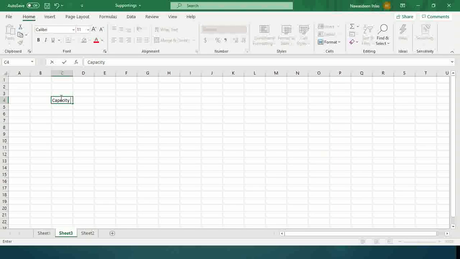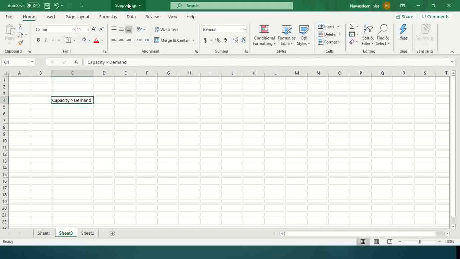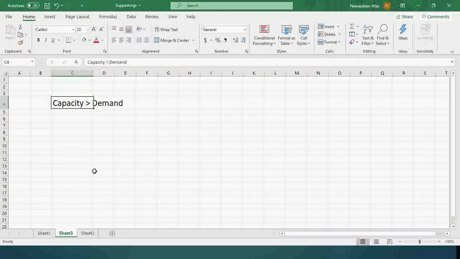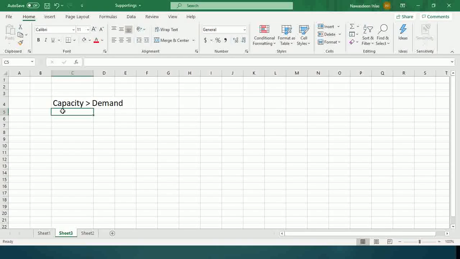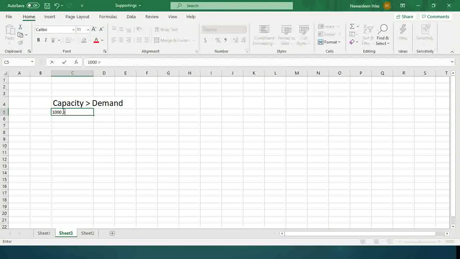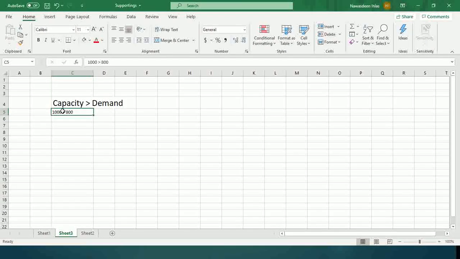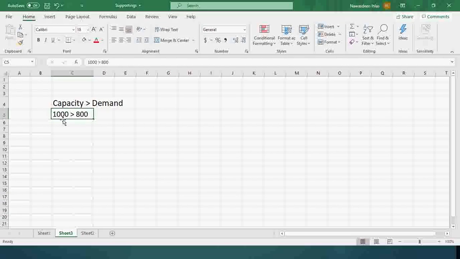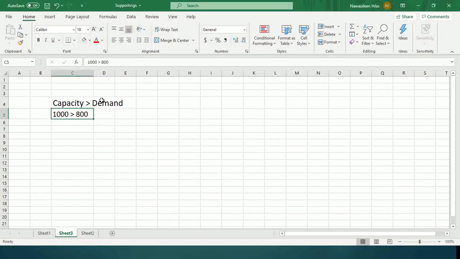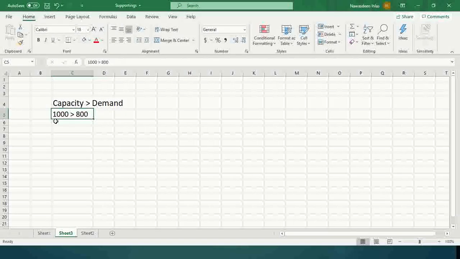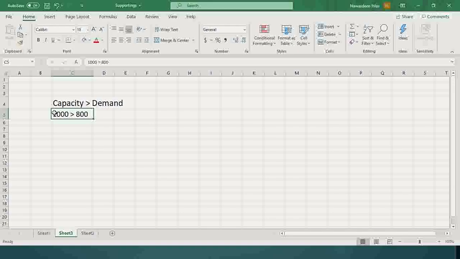My first criterion is capacity exceeds demand. Let's say our capacity is 1000, but in the market the customers are only requesting 800 units. You can see this scenario. We have 1000 capacity, but the customers are requesting only 800. So we have 200 units of excess capacity.